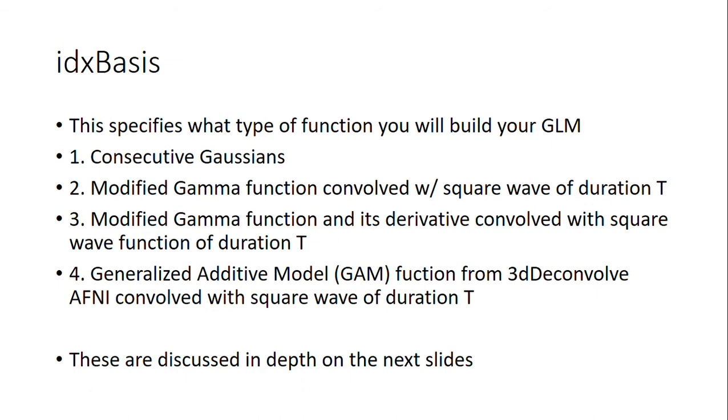The idxBasis is going to be which basis function you're going to use for the GLM. You have 4 options. 1 is consecutive Gaussians. 2 is a modified gamma function using a square wave. 3 is a modified gamma function and its derivative using a square wave. And 4 is a generalized additive model. That one I won't cover in this video. To be honest, it escaped me as to how to describe it, so I'm going to try to do a separate video on that to describe it in more depth and give researchers who don't know much about it a better idea. But I will get to that on a later date.